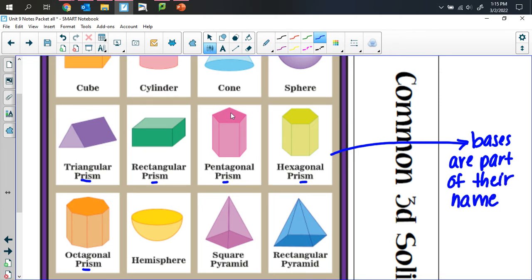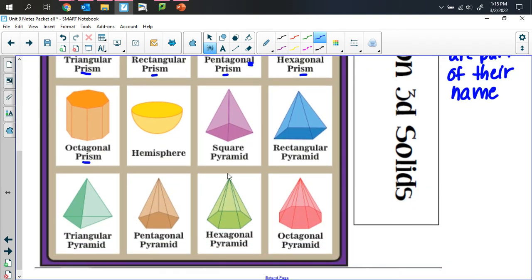So we look at those bases and we turn that word, a pentagon, and we add an AL to the end of it, which makes it into an adjective. So it's actually a describing word for what type of prism we have. So we see the different prisms that are on here. You can also see some of the different pyramids. And obviously this isn't the exhaustive list. These are just the most common ones.